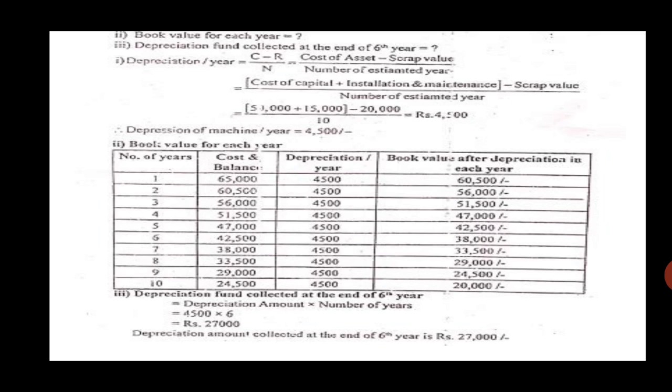So the book value of the machine will keep reducing every year. In the first year it is 65,000 rupees, that is 50 plus 15, that is 65,000 rupees. Depreciation for that year is 4,500 rupees. So the book value will become 65,000 minus 4,500, it will become 60,500 rupees. Book value after depreciation each year.